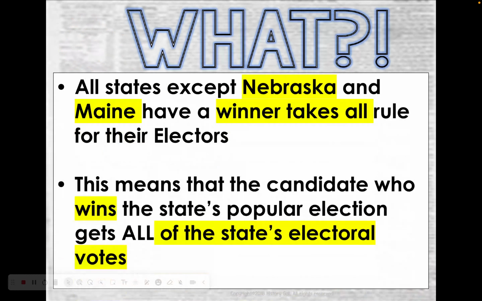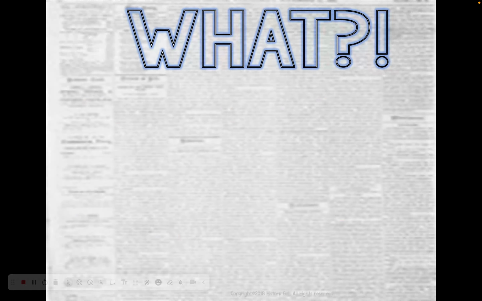What? Okay, all states but Nebraska and Maine have a winner-take-all rule for the electors. So the candidate who wins the state's popular vote gets all of the state's Electoral College votes. So let's say Kamala Harris won Massachusetts in 2024. If she only beat Donald Trump in Massachusetts by 10 votes, okay, it was more than that, but I'm making up numbers for example purposes. If she won by 10 votes in Massachusetts, she would still get all 11 of the Massachusetts Electoral College votes. That's why it's called winner takes all.